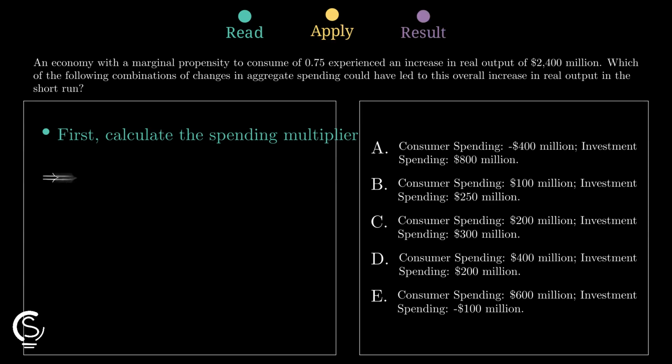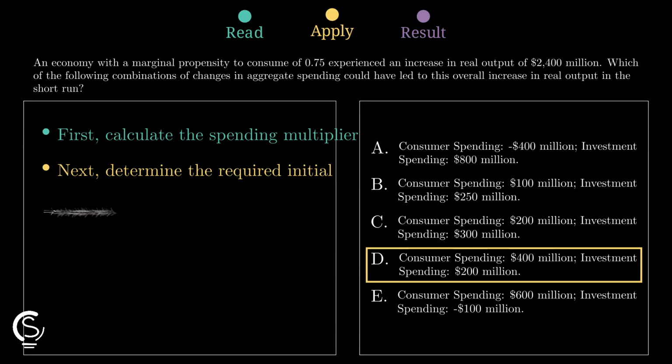Option D provides 400 in consumption and 200 in investment, summing to 600. This makes D our winner.